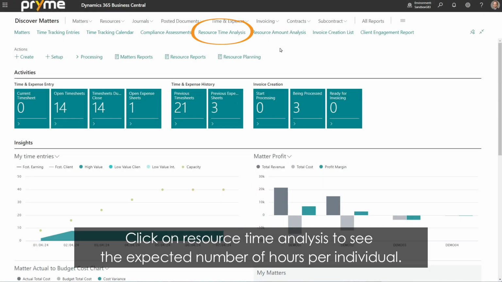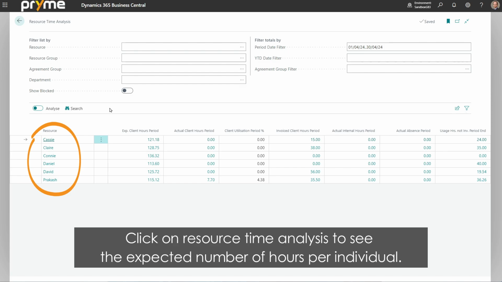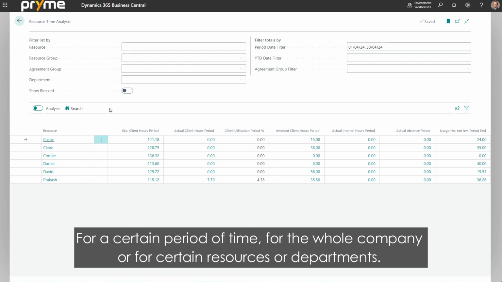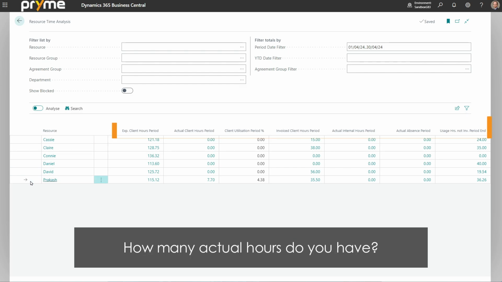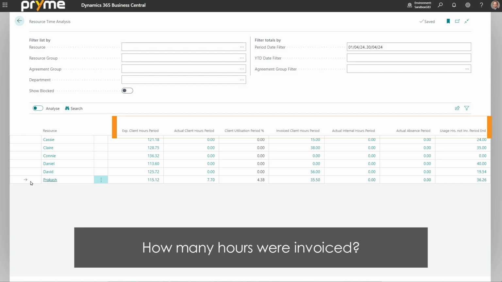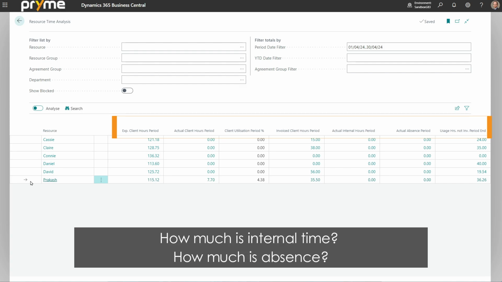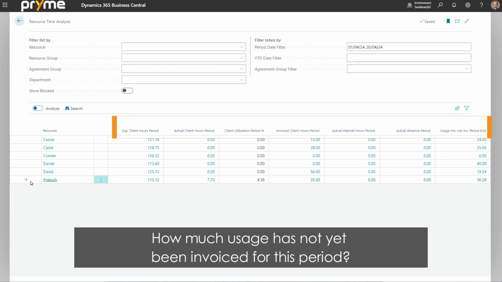Click on Resource Time Analysis to see the expected number of hours per individual, for a certain time period, for the whole company, or for certain resources or departments. How many actual hours do you have? What is the utilisation? How many hours were invoiced? How much is internal time? How much is absence? How much usage has not yet been invoiced for this period?